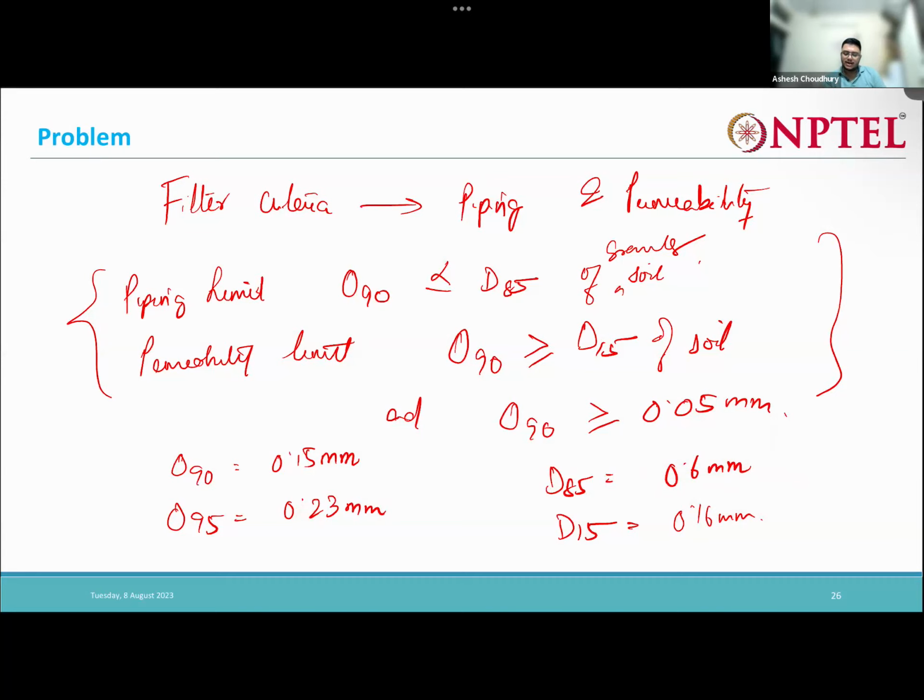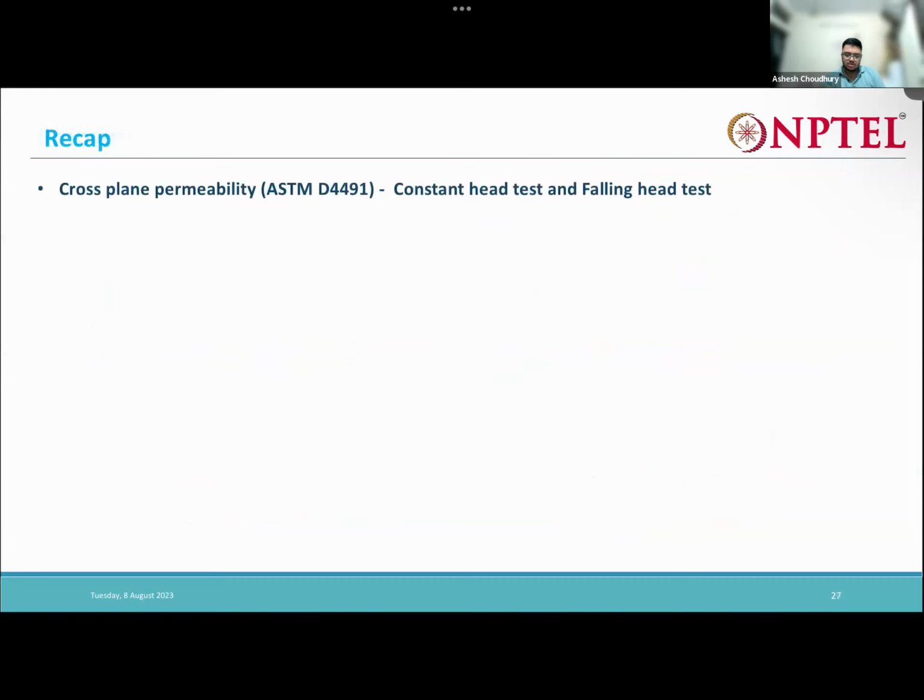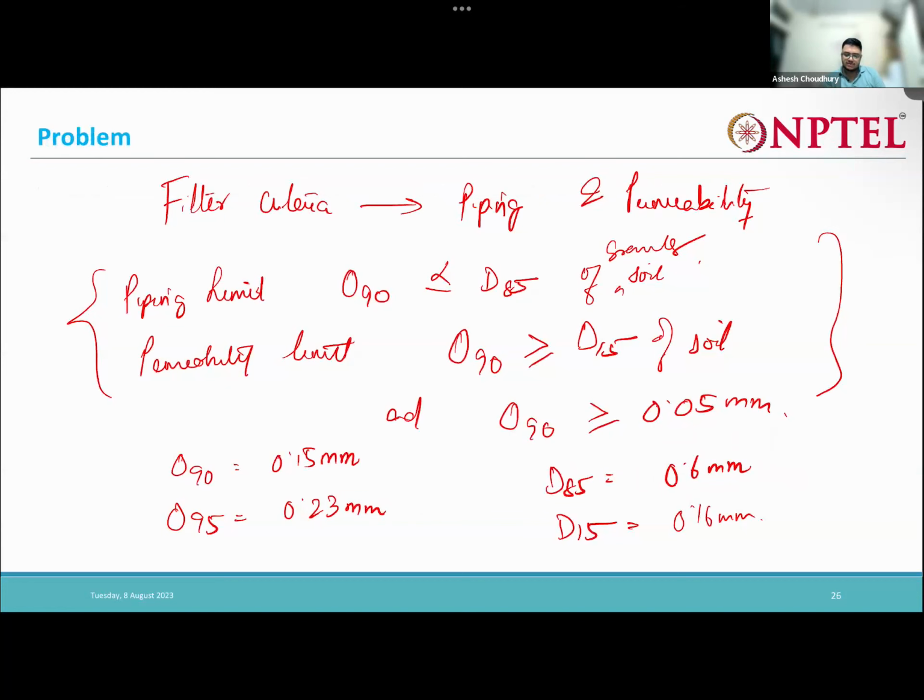First criteria, O90 should be less than D85. So sorry, 0.15 is less than 0.6. First criteria satisfied. Second is O90. What is O90 again? O90 is 0.15. So 0.15 should be greater than or equal to D15. So is it greater than or equal to D15? Yes. So this criteria is also satisfied.